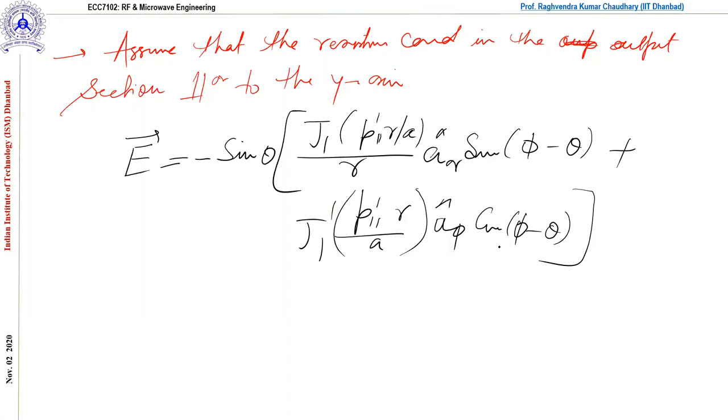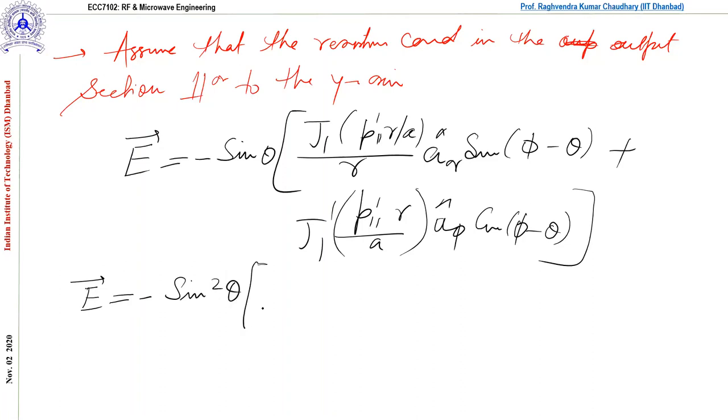Fine. Now what we can do actually, we may expand this and originally get back the field component along the x and y direction. How? If you expand these things, I'm skipping one or two terms here, writing the final form.